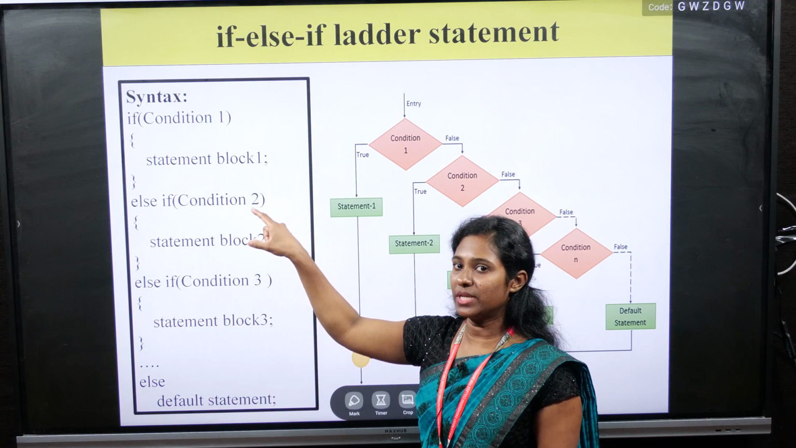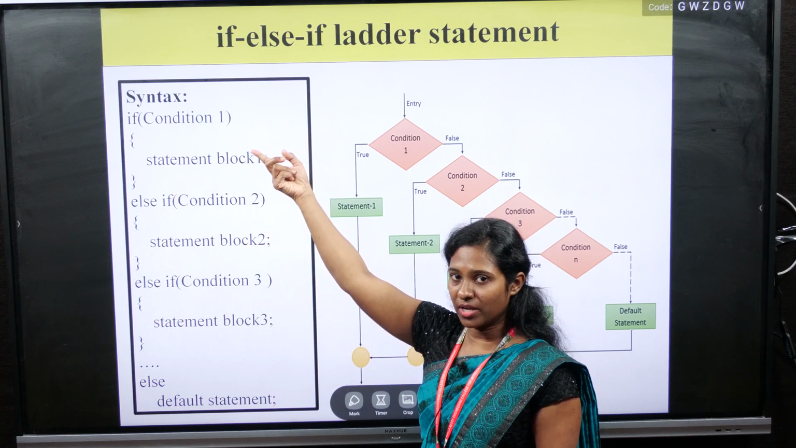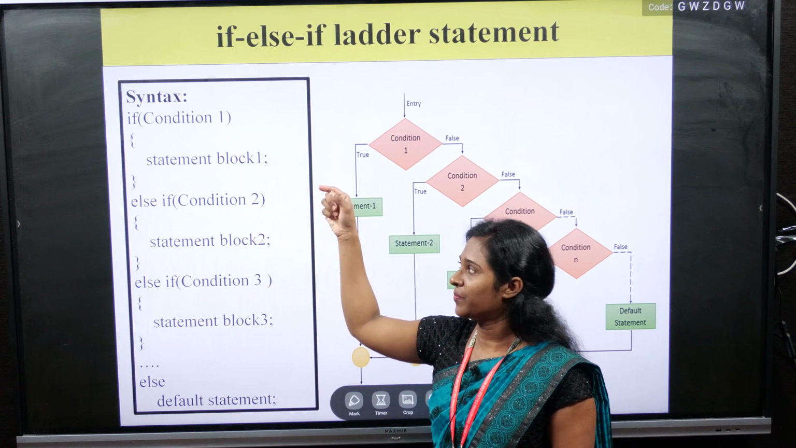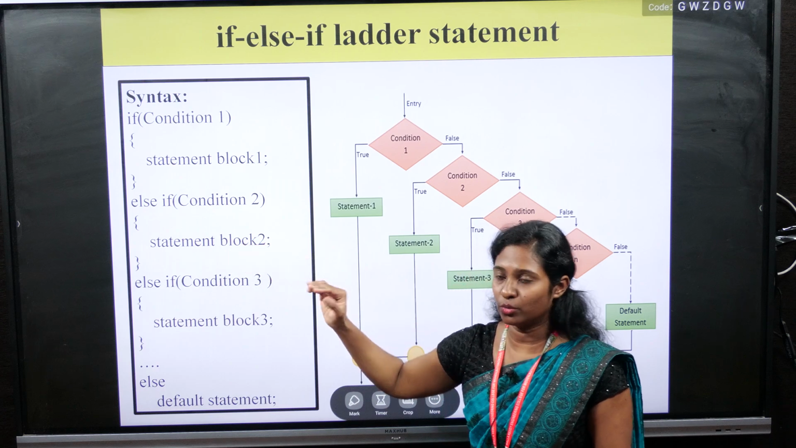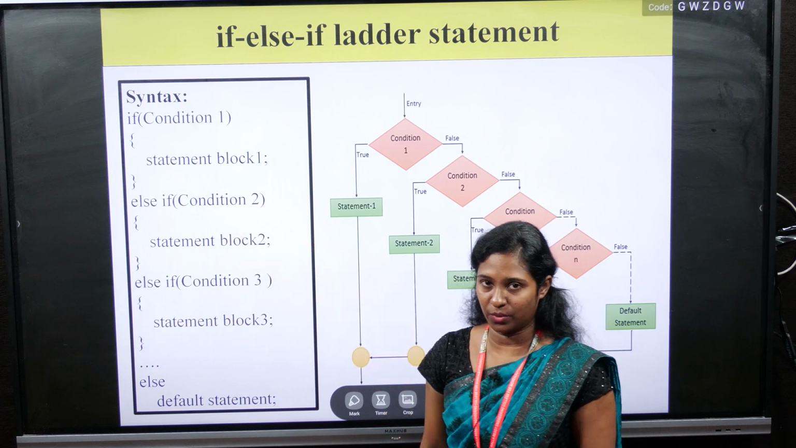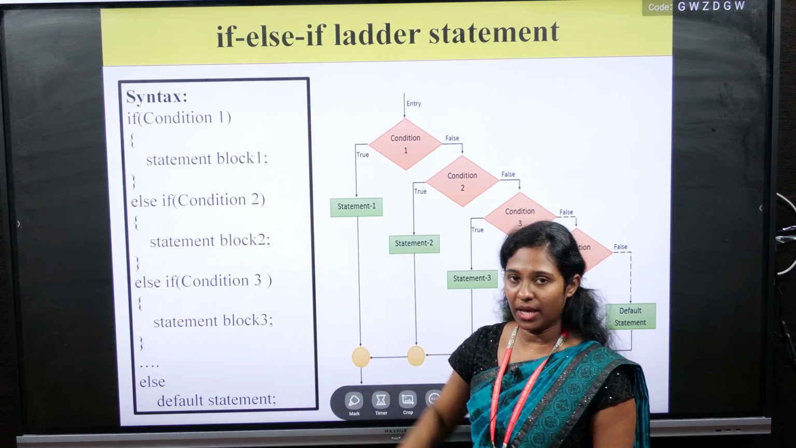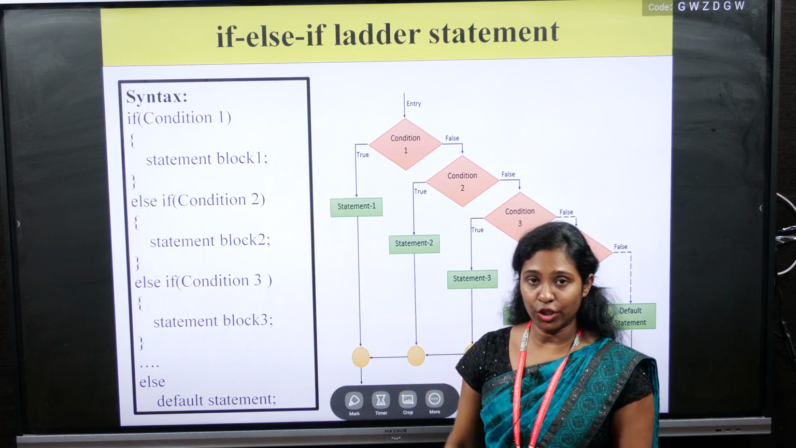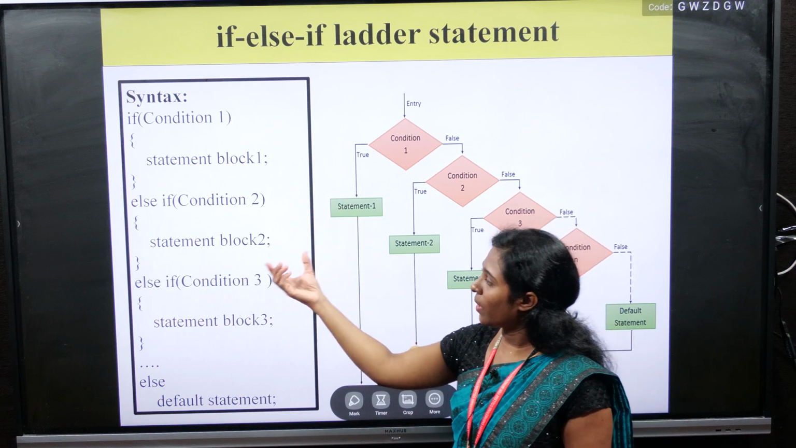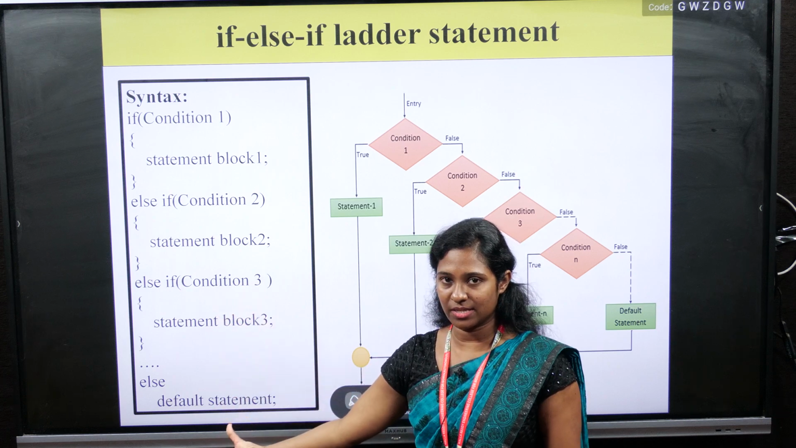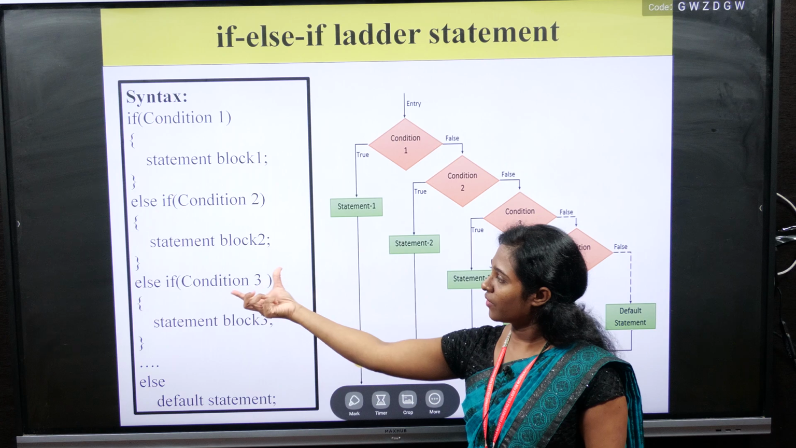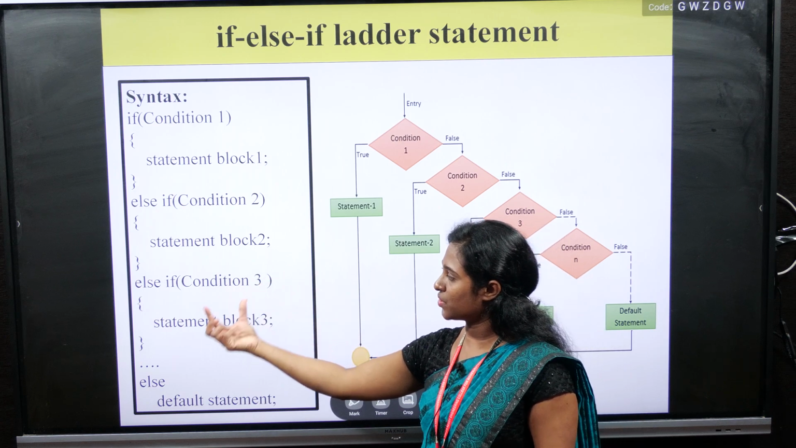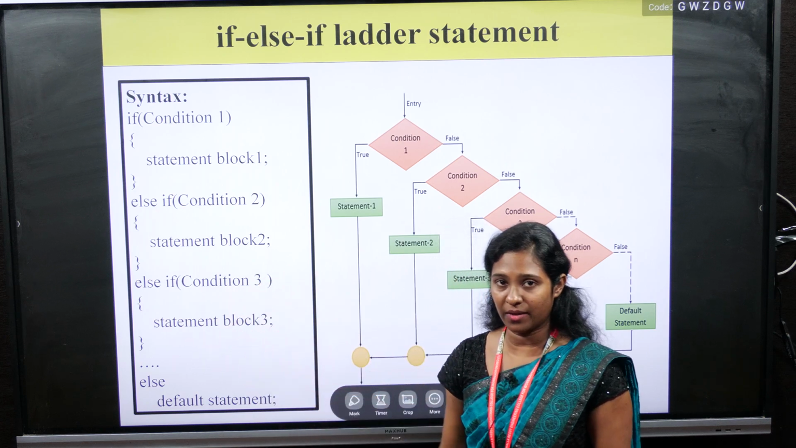Because condition 1 is false, we have come to condition 2. If condition 2 is satisfied, then statement block 2, that is this if body, will be executed. Now suppose condition 2 also is false, you can have any number of conditions like that put inside else if. So else if condition 3, if condition 3 is true, statement block 3 will be executed.